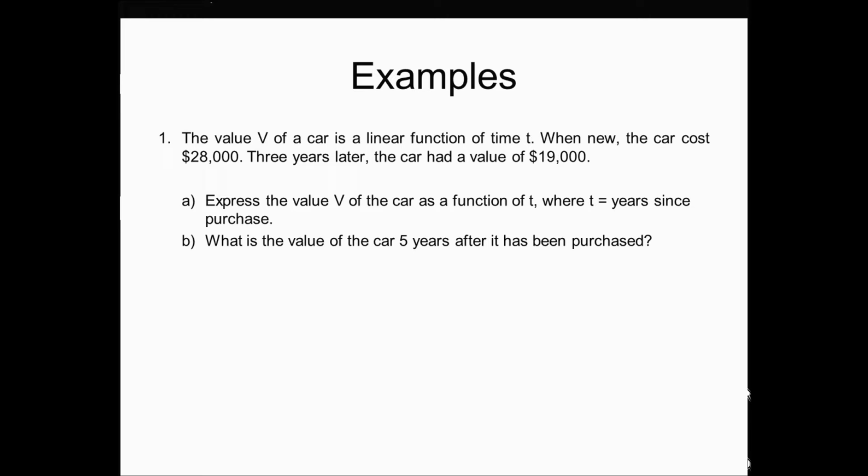Let's try some examples. Number 1. The value v of a car is a linear function of time t. When new, the car cost $28,000. 3 years later, the car had a value of $19,000. In part A, express the value v of the car as a function of t, where t equals years since purchase. And in part B, what is the value of the car 5 years after it has been purchased? Notice the answer for part B, after I get the answer to part A, I'm just going to plug in t as 5.